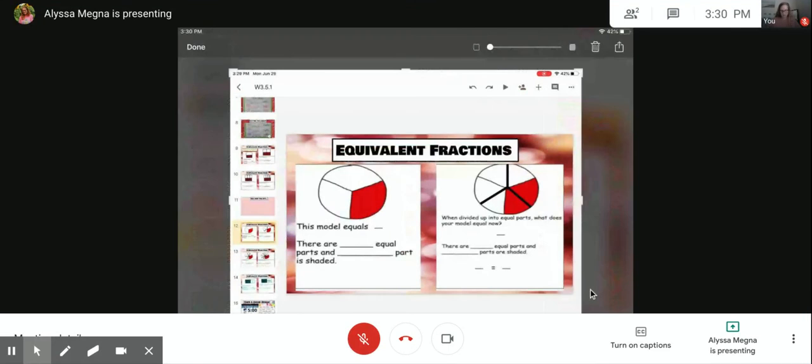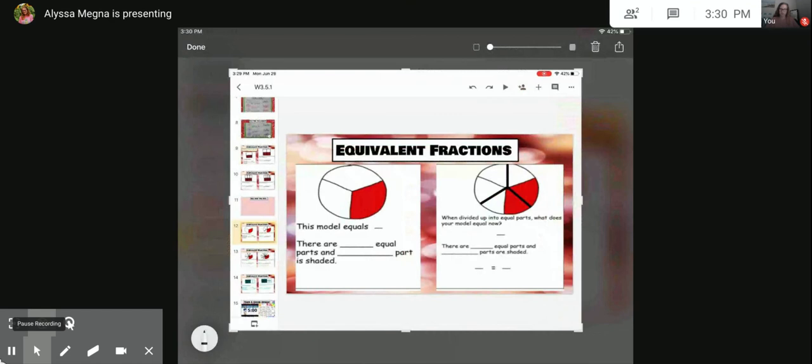Right, here's the next set of problems. So we have circles now, which really don't make a difference. We can still break circles into different parts. So again, we're going to look at what the first model equals. So how many parts we have is what we're going to look at first.